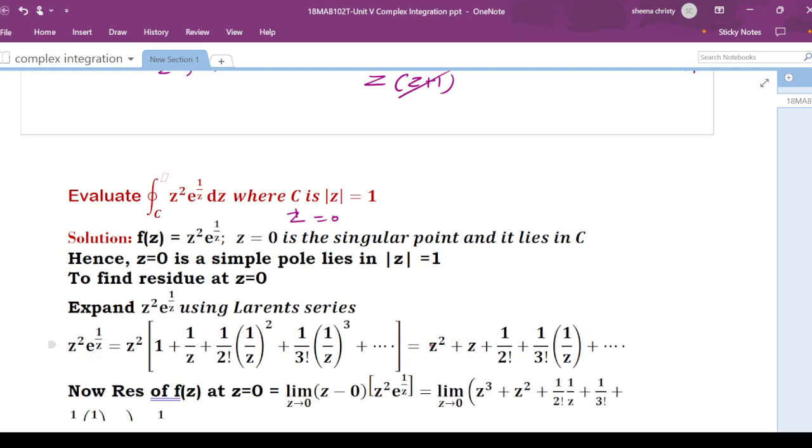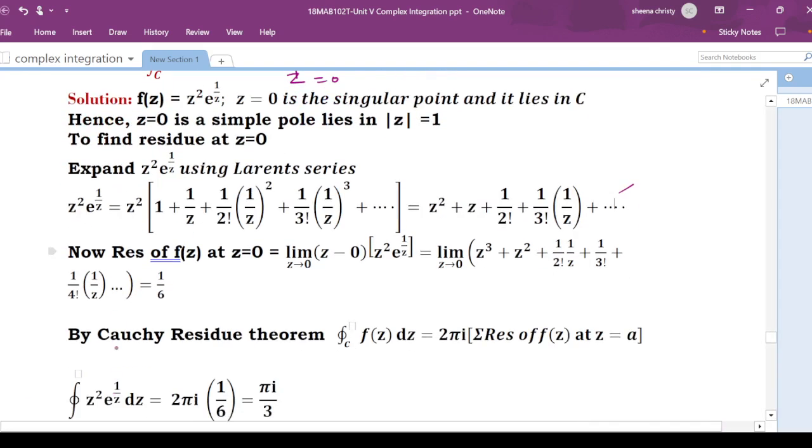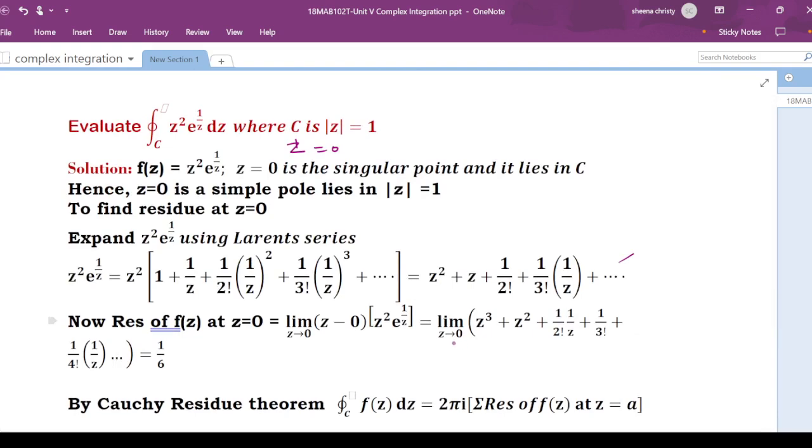Multiplying z square inside, you will get z square plus z plus 1 by 2 factorial plus 1 by 3 factorial into 1 by z, etc. Now what does the formula say for the residue of f(z) at z equal to 0? Since it is a simple pole, we have the formula limit z tends to a, (z minus a) into f(z). What is a here? 0. So limit z tends to 0, (z minus 0) into z square into e power 1 by z. Already we know what z square into e power 1 by z is. Substitute this here and multiply it with z. You will get z cube plus z square plus 1 by 2 factorial into 1 by z plus 1 by 3 factorial into 1 plus 1 by 4 factorial into 1 by z, etc. Now, applying z tends to 0 here, you will get this term is 0, this term is 0, okay? And here, you are having 1 by z.